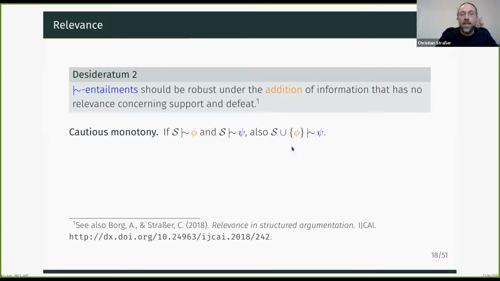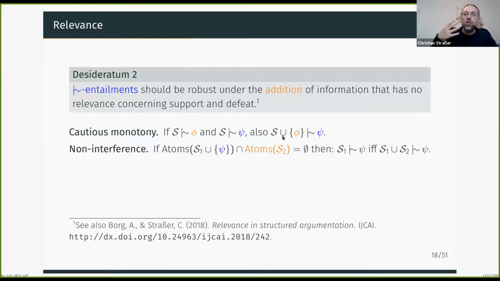We could also say it the other way around. If I can derive something by adding certain conclusions, certain entailments to it, then it should be already entailed without adding this. This would be cautious cut. Ofer was talking about that. This is also this kind of relevance criteria.